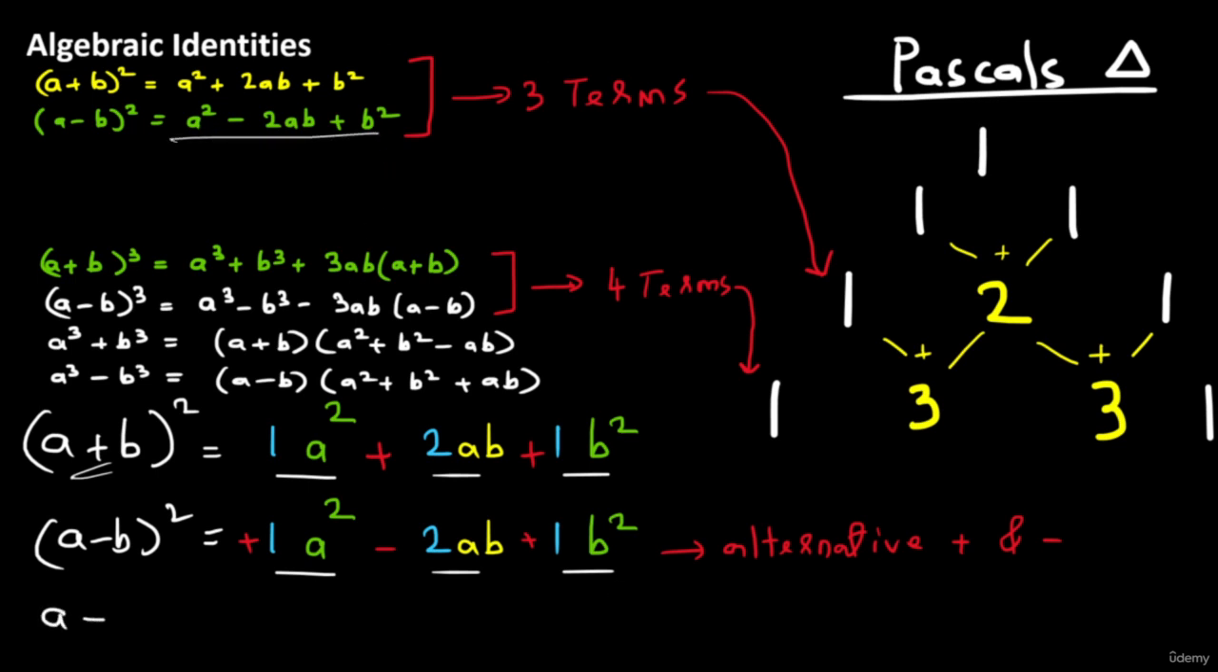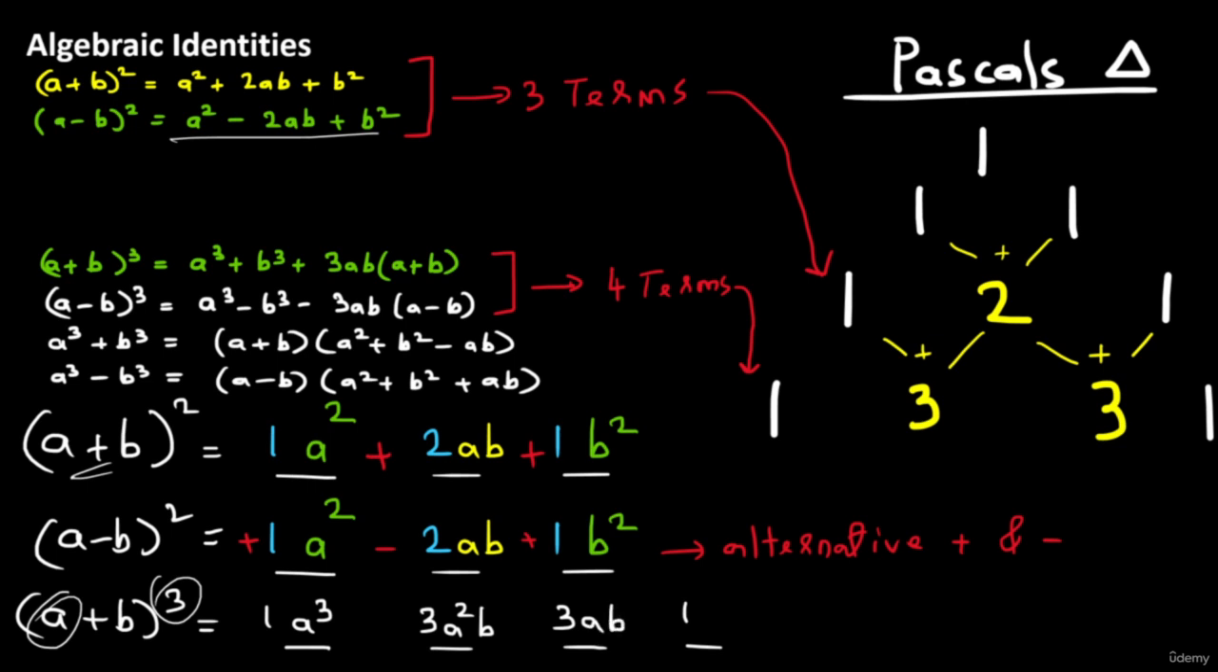Alright, now let's do (a plus b)^3. Again, there are 4 terms involved. So let me mark 4 positions. Now let me use 1, 3, 3 and 1 as the coefficients. Alright, now the first term has the highest power of a, which is a cube. So that's a cube over here. Then I reduce the power of a by 1 and increase the power of b by 1. So over here I have a square b.